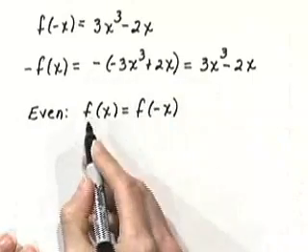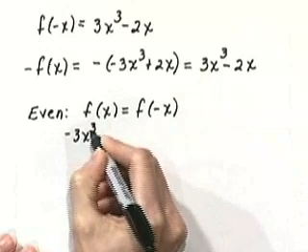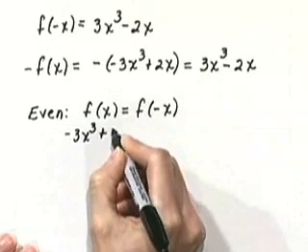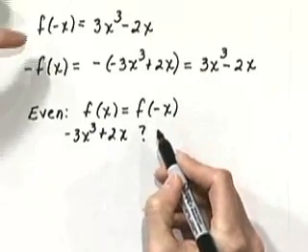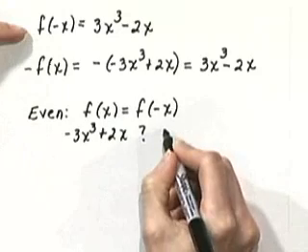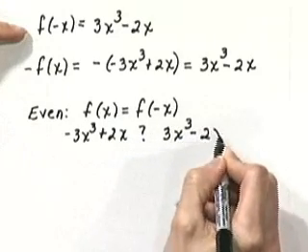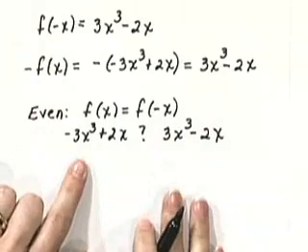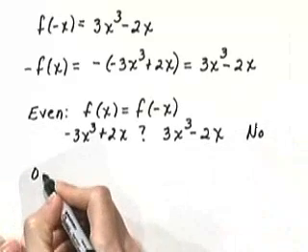Well, f of x equals negative 3x cubed plus 2x. Is that the same as, remember, f of the opposite of x is 3x cubed minus 2x. Are they the same? No, they're not the same. So the answer is no. It's not even. Let's determine if they are odd.